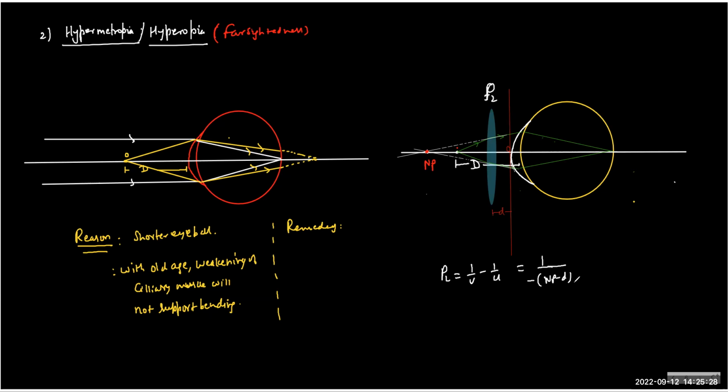NP and D are all measured from the optical center, O point. So, and U is how much? Minus D, correct? So the power of lens we can write as 1 by D minus D minus 1 by NP, and you can leave it like this, in diopters.